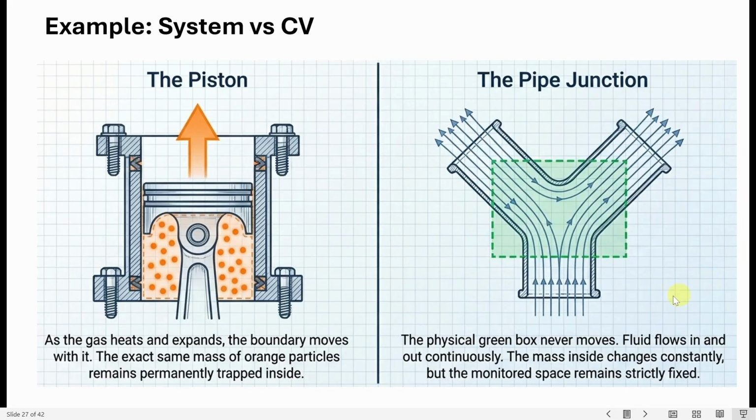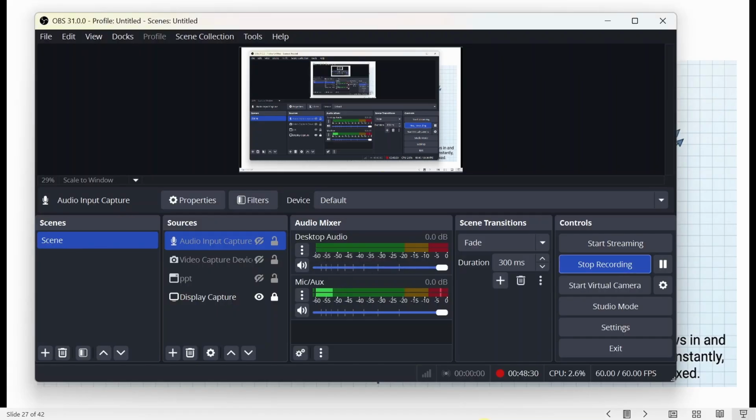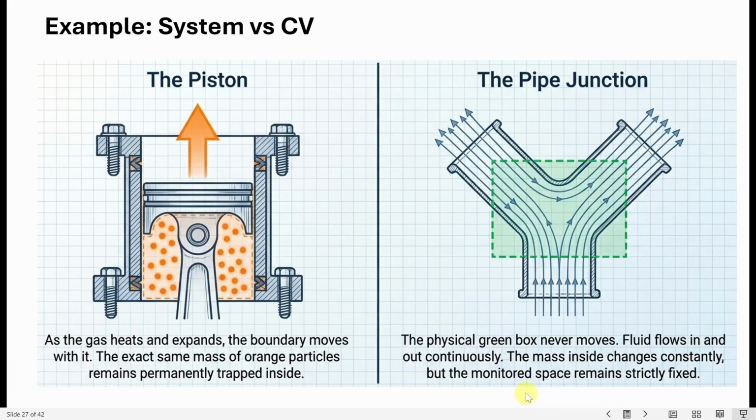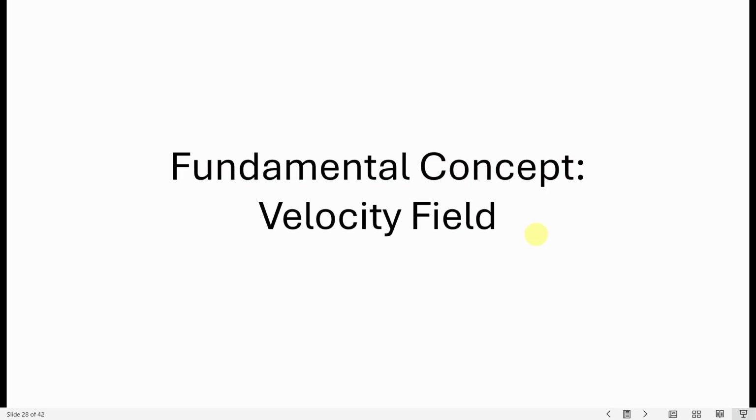Okay, so I think these are the topics that I'd like to cover for today, and next time we will continue to chapter number 2, where we talk about the more fundamental concepts such as velocity field, stress field, and so on.